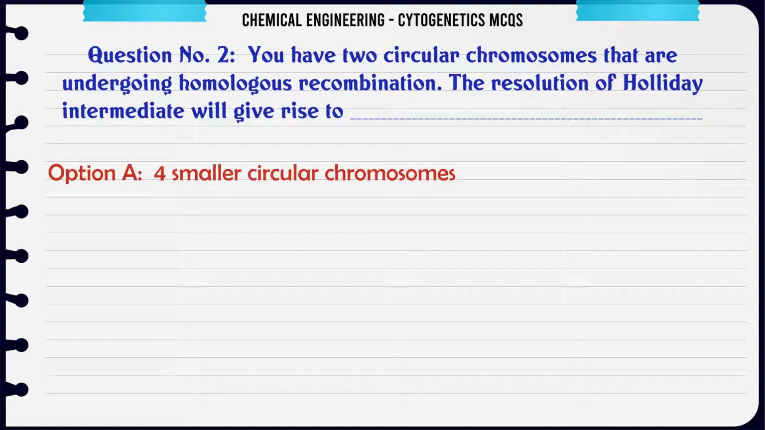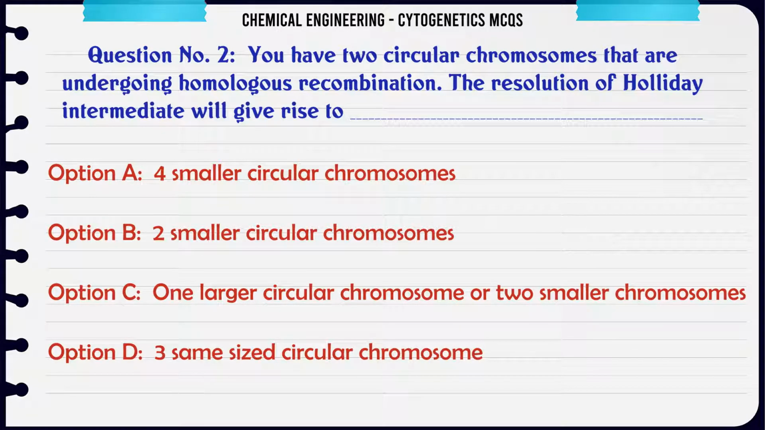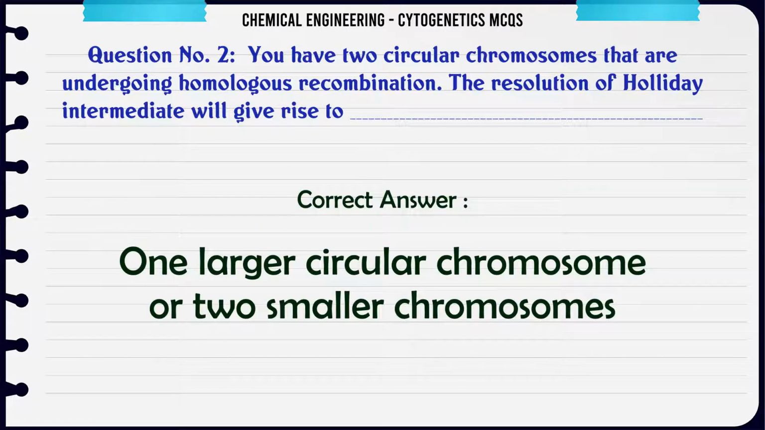You have two circular chromosomes that are undergoing homologous recombination. The resolution of Holliday intermediate will give rise to A) 4 smaller circular chromosomes, B) 2 smaller circular chromosomes, C) 1 larger circular chromosome or 2 smaller chromosomes, D) 3 same-sized circular chromosome. The correct answer is 1 larger circular chromosome or 2 smaller chromosomes.